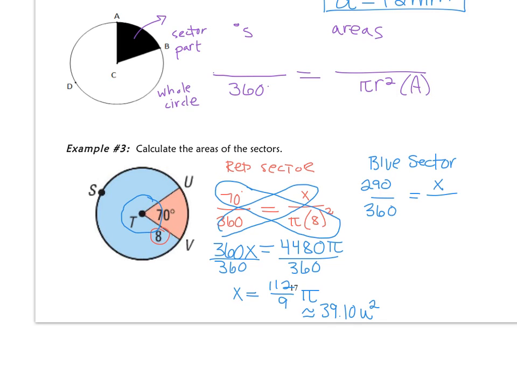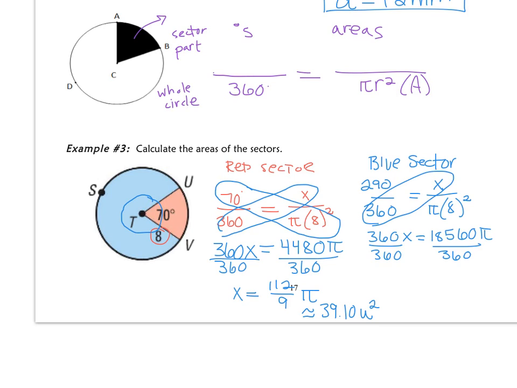We don't know the area of the sector, so I put x there, and then the area of the circle is pi times r squared. The radius is still the same. Let's cross multiply. We're going to get 360x equals, now we have 290 times pi times 64. That gives me 18,560, and then I just bring the pi along, divide both sides by 360.